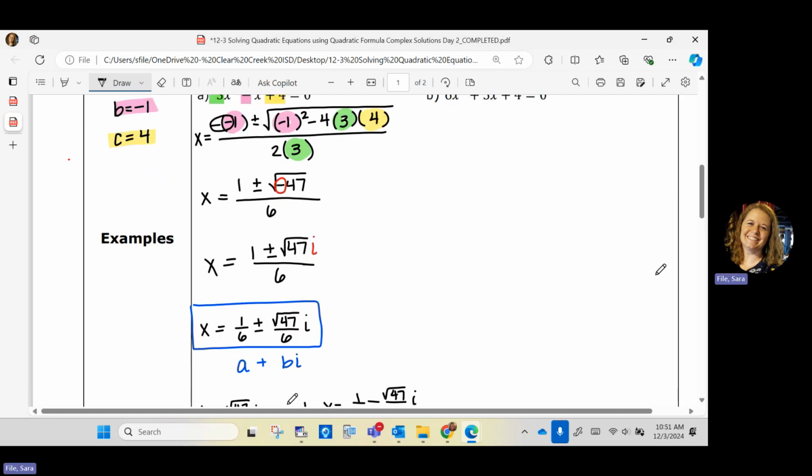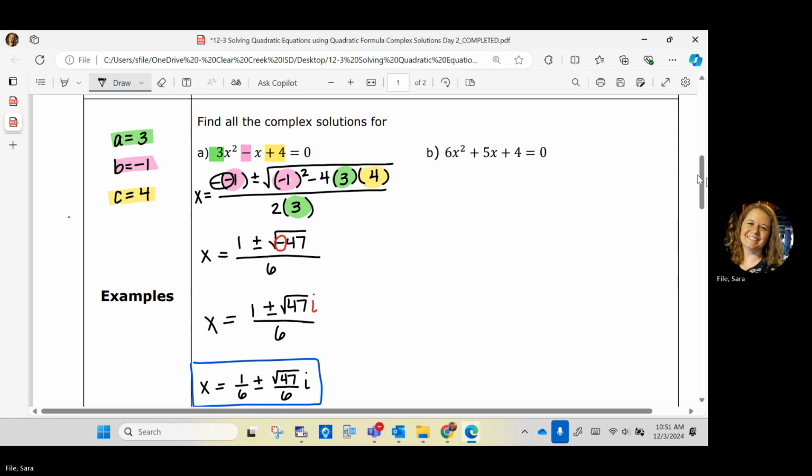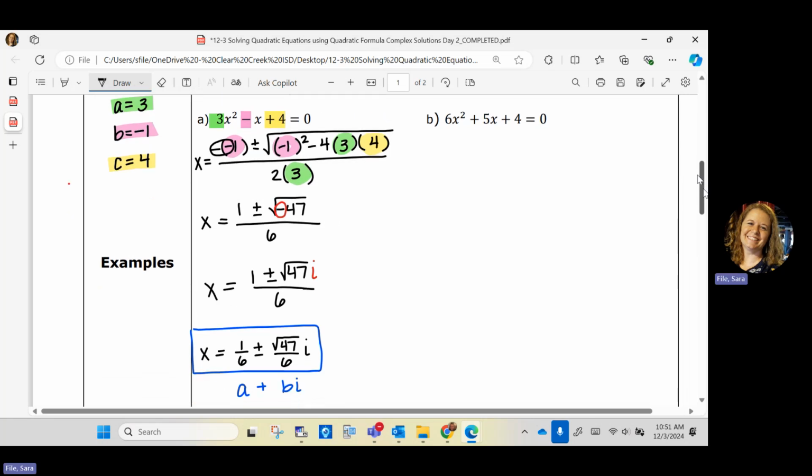All right, let's try one more like that. What is A? 6x squared. It's just the number in front of the x squared, so just the 6. B? Good. C is 4. All positive this time. That's nice. Let's see if that makes it any easier.